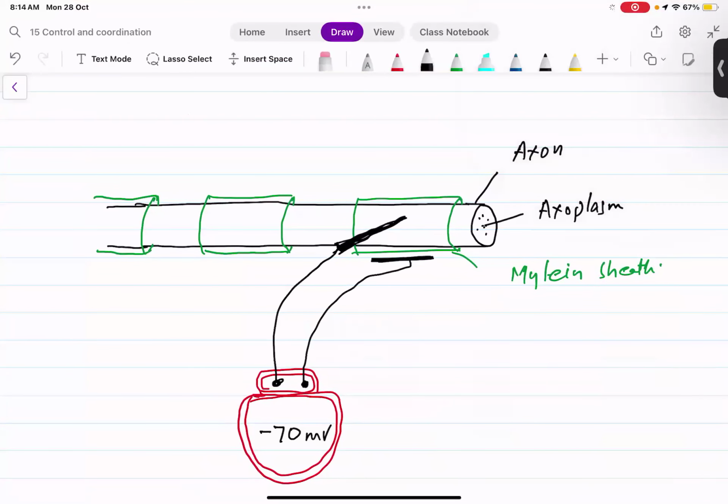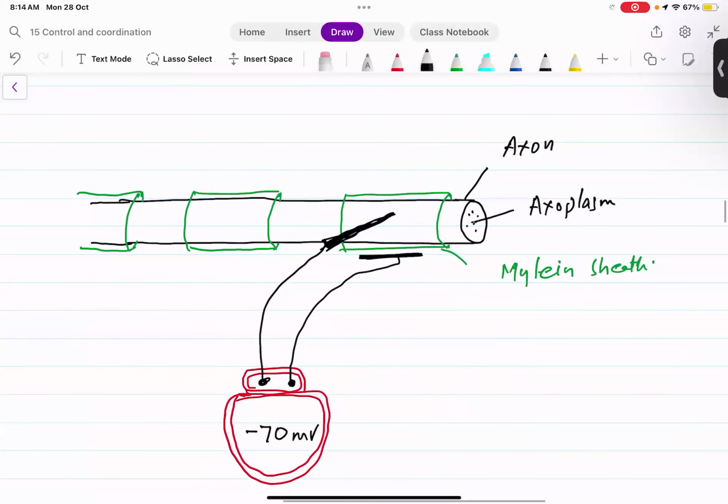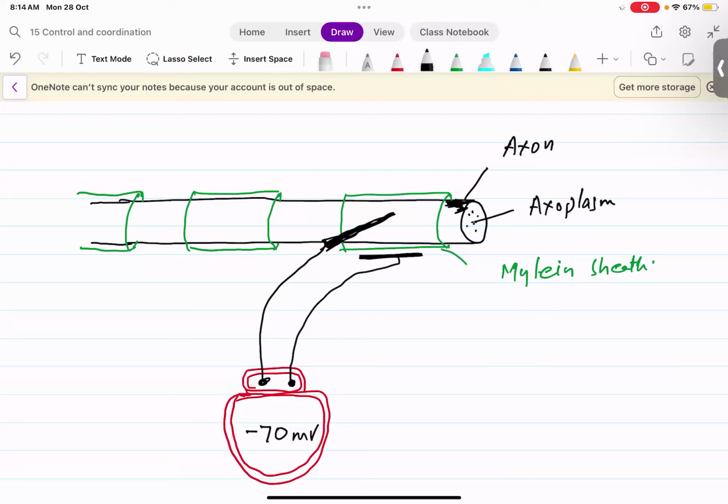Now let's see again. For example, we have taken a sensory neuron from a giant squid. Why have we taken this from a giant squid? Because it has a wider diameter, and we can easily insert an electrode inside this sensory neuron.